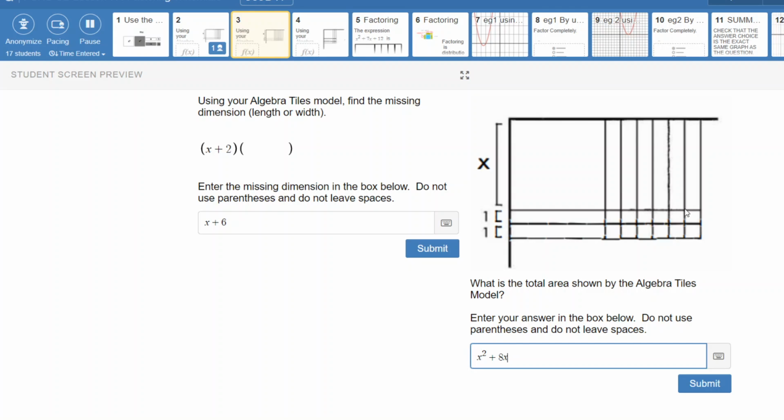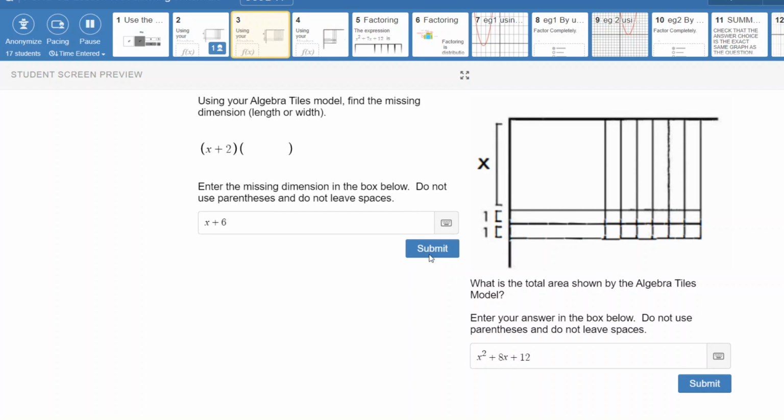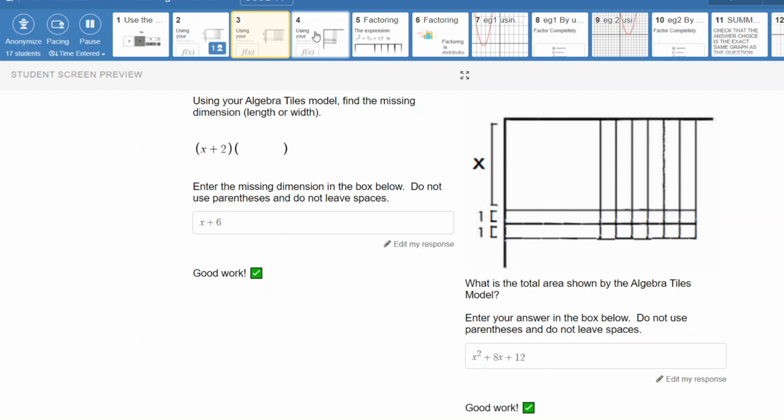And count the little squares up, which should be, well, if you were doing this by hand, you could multiply x plus 2 times x plus 6 and use a grid to do that as well. Let me check. I didn't click submit. Let me just check. That's fine. And so is that one.